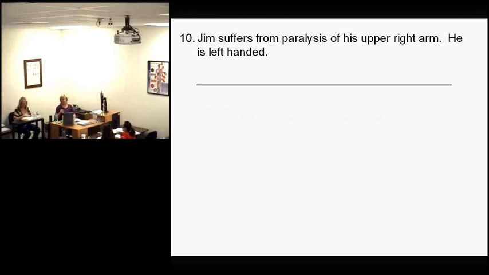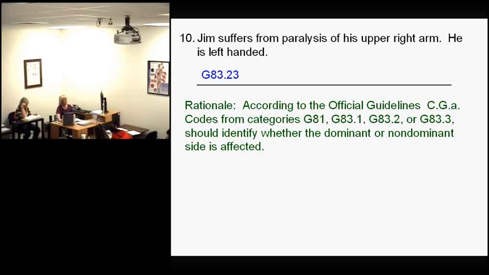So we're coding this to the non-dominant side, right? But what if they didn't tell us that he was left-handed? The default is always right hand is dominant. Okay. So you should have come up with G83.23. The rationale is according to the guidelines in these codes, G81 through 83, you should identify whether the dominant or non-dominant side is affected.